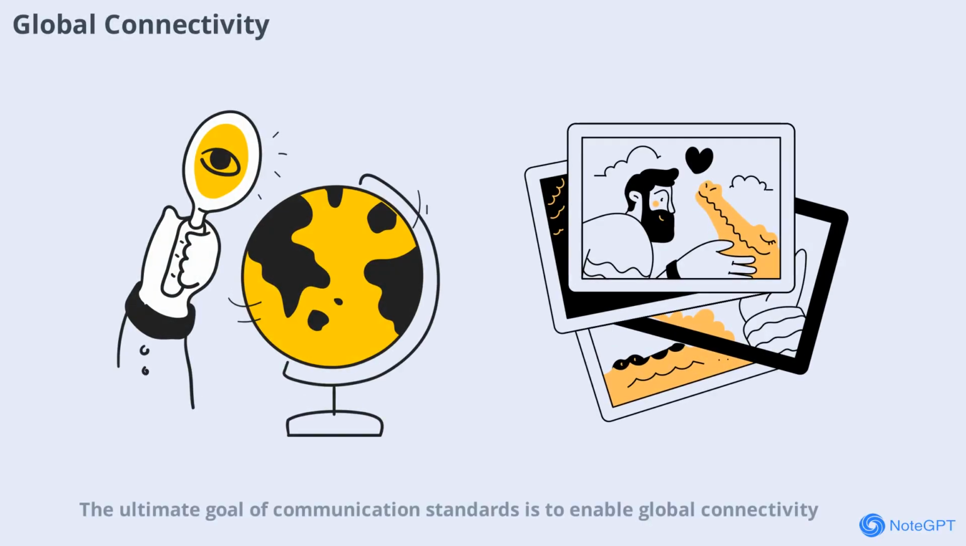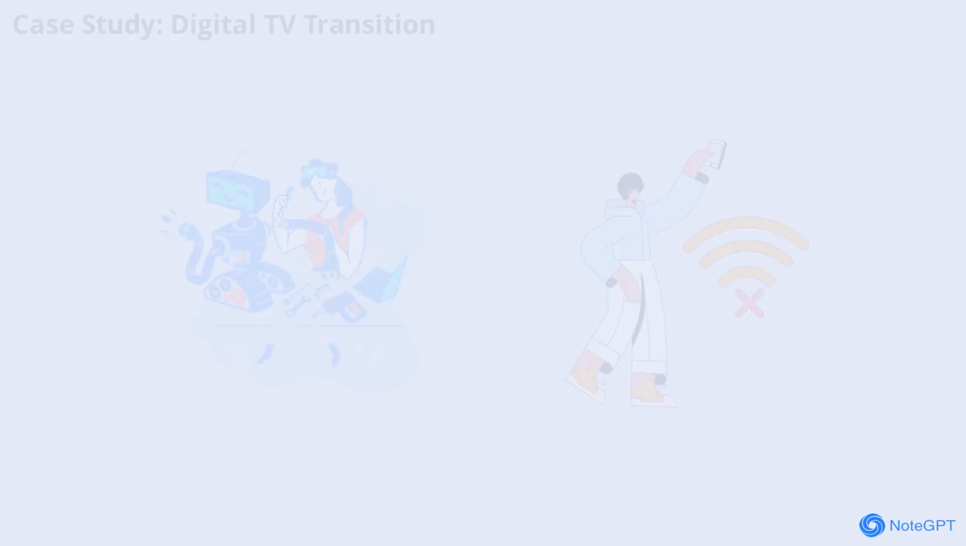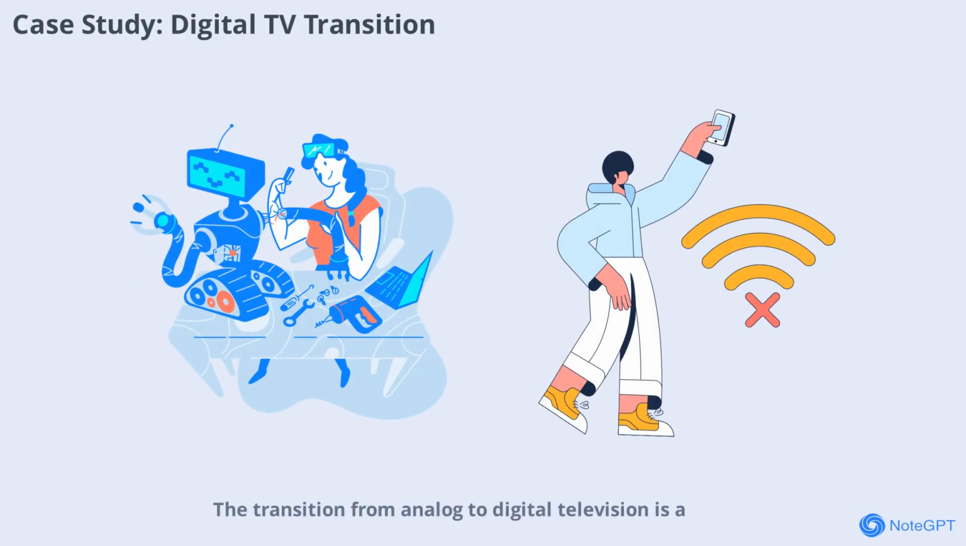The ultimate goal of communication standards is to enable global connectivity. By ensuring that devices and networks can work together across borders, standards make it possible for people to communicate, collaborate, and share information worldwide. This global reach has transformed economies, cultures, and societies, creating new opportunities and challenges for the future.